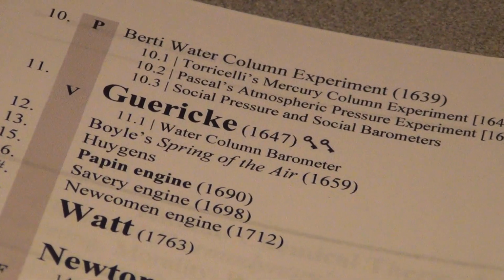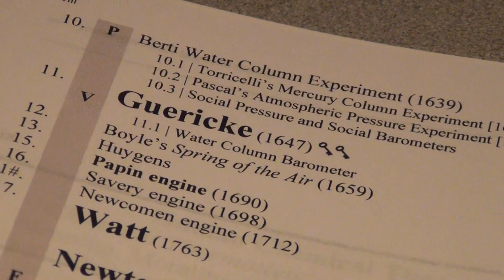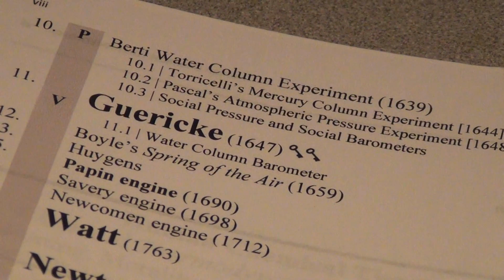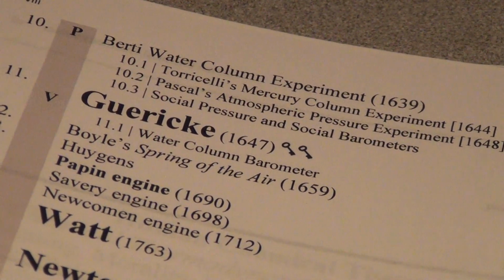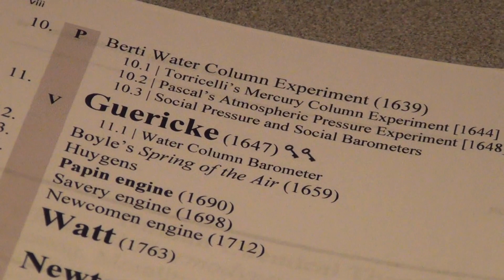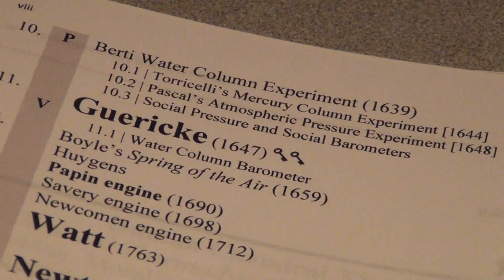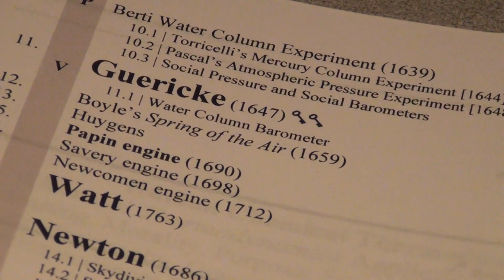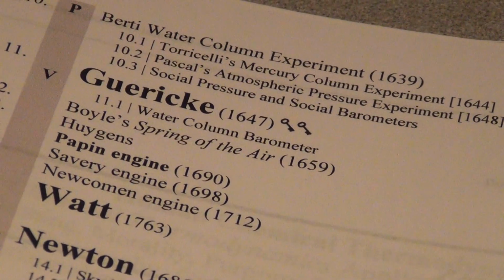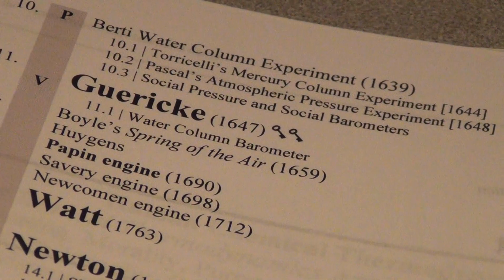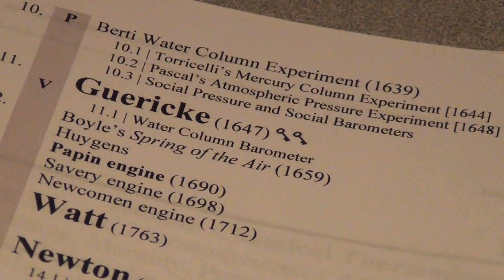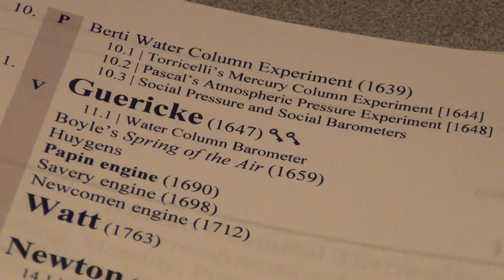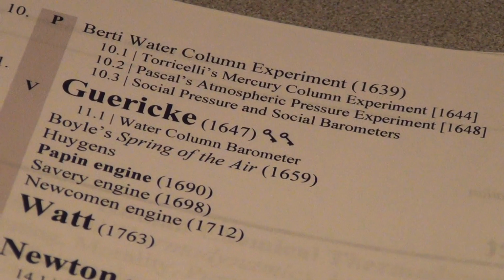And here's where we stand at the current moment. We've passed the Guericke chapter, the Otto von Guericke chapter, when he pioneered the development of the vacuum measuring device. And now we're into Boyle's spring of the air, when he, after hearing about Guericke's vacuum engine, started to build his own vacuum pumps and receptacles and calculated what's known as Boyle's law.